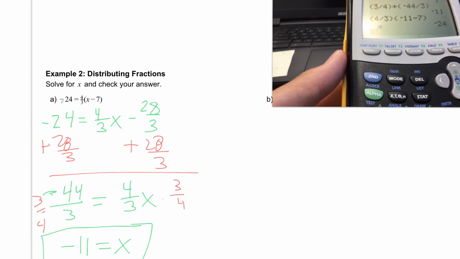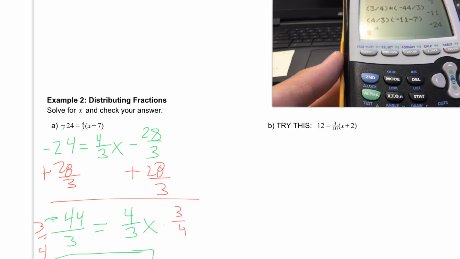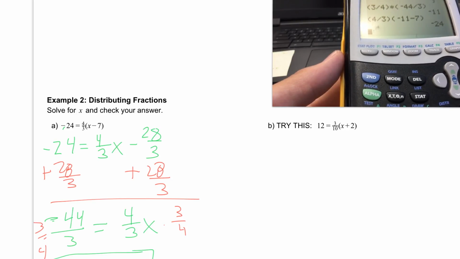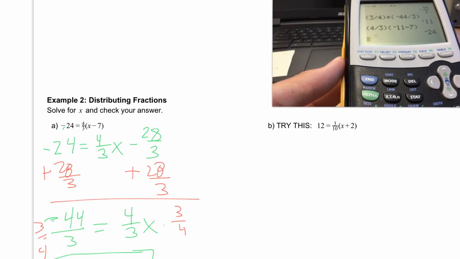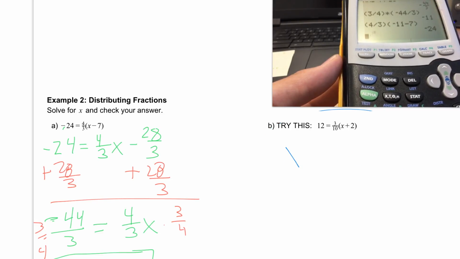Now what I'd like you to do is take a look at the try this. I want you to do that. When you're done, you can check your answer. So go ahead and pause it. If you did the try this correctly, you should get x equals 38. If you did not get that, please raise your hand and I'll come around and help you.